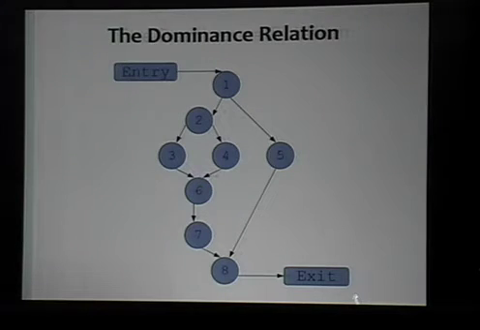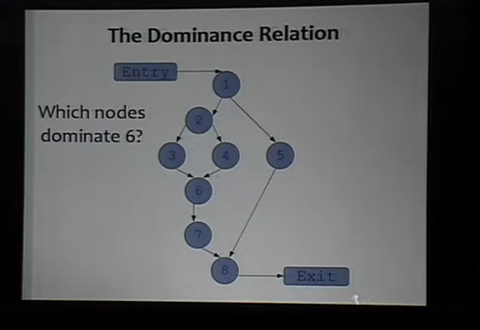So, for example, 1 is going to dominate everything in this graph because you have to go through node 1 to get to anything else, right? What about, which nodes dominate 6? Well, 2, 1, and entry, right? 3 and 4 don't dominate 6 because you don't have to go through either one of them to get to 6. Does that make sense? Yeah, okay.